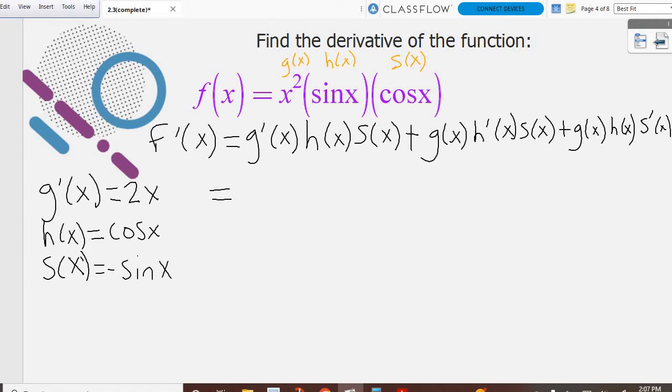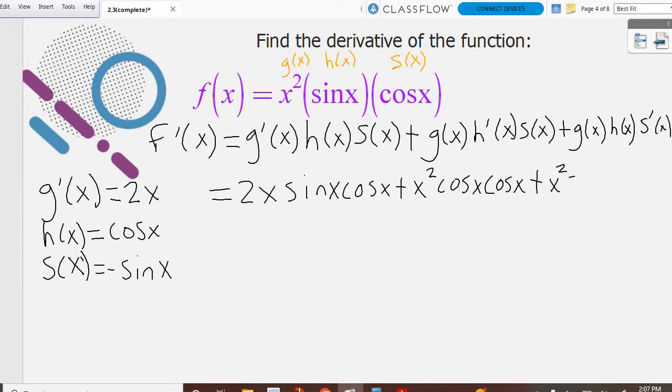So I have the derivative of G is 2x, times sine x times cosine x. Then I'm going to add, and I'm going to leave my x squared the same and multiply by cosine, cosine. And then lastly, add x squared times sine times my derivative of x.